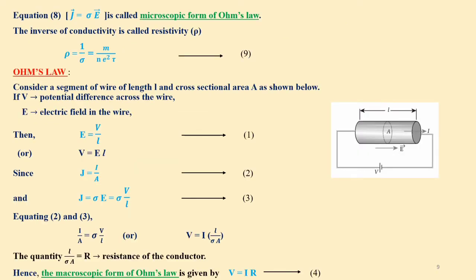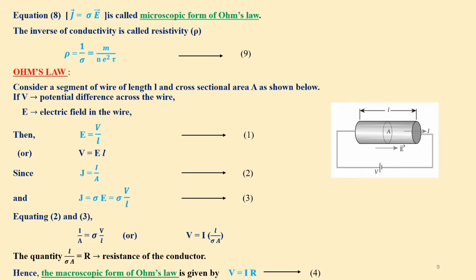Equation 8, that is J vector is equal to sigma E vector, is called the microscopic form of Ohm's law. Now, in this equation, sigma is called the conductivity. The inverse of conductivity is called resistivity rho. Therefore, rho is equal to 1 by sigma, that is equal to m divided by n e square tau. This is equation 9. Now, once again, Ohm's law also can be derived in macroscopic form.